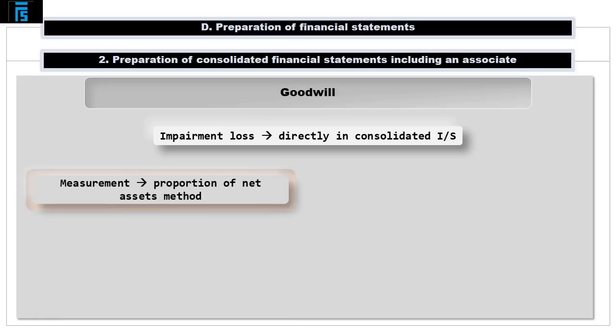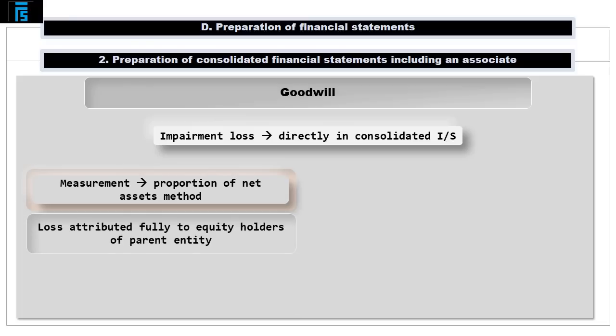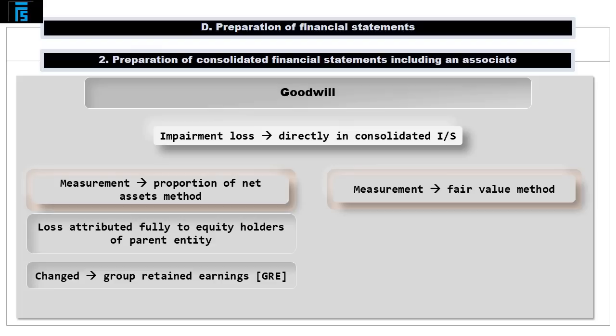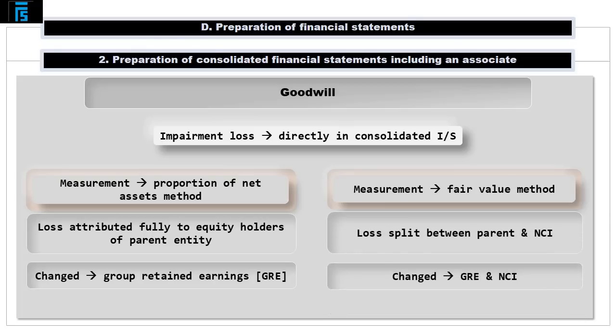If the carrying amount of non-controlling interest and associated goodwill was measured under the proportion of net assets method, then the impairment loss will be attributed fully to equity holders of the parent entity and accordingly charged to group retained earnings. If, however, goodwill was initially computed under the fair value method and therefore grossed up to reflect the portion attributable to non-controlling interest, then the impact of any impairment loss will have to be split between consolidated retained earnings and non-controlling interest.